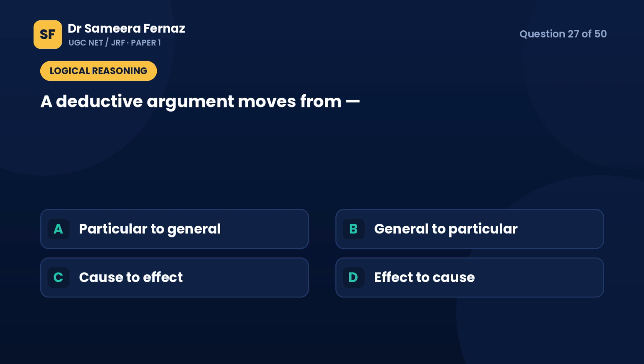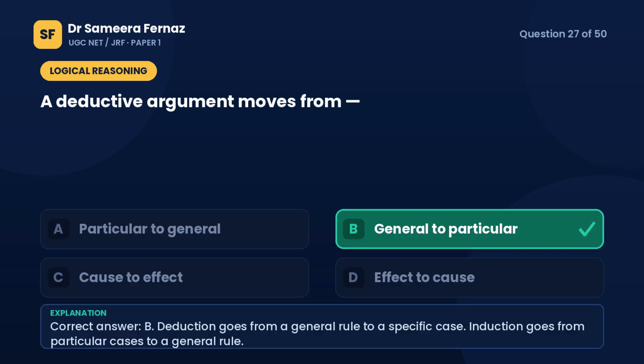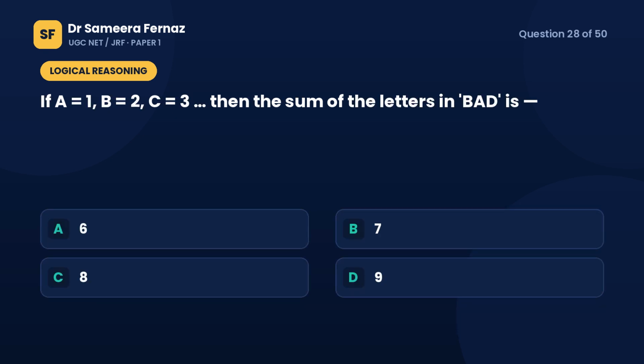Just divide both sides by 2. Question number 26. Logical reasoning. All roses are flowers. So what must be true? So the answer is option A. Some flowers are roses. But we cannot say all flowers are roses.